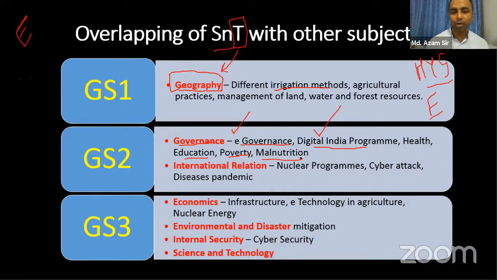the reduction of poverty, or the reduction of malnutrition cases. In the case of international relations, it is used in the field of nuclear programs or cyber attacks. Disease pandemic, for example, corona. The solution for corona is biotechnology, and biotechnology is a part of science and technology. Corona has spread all over the world, so we can say science and technology have a relation with international relations also.